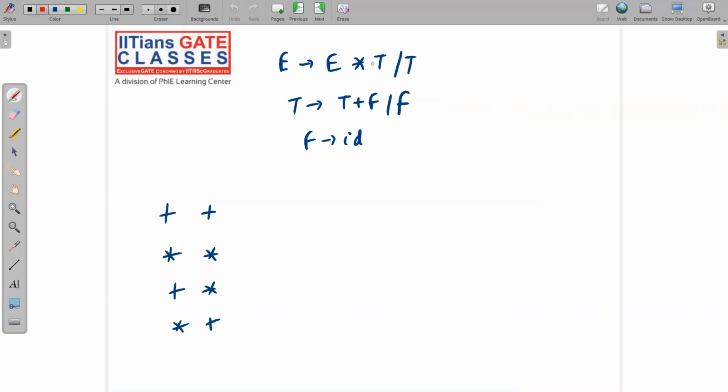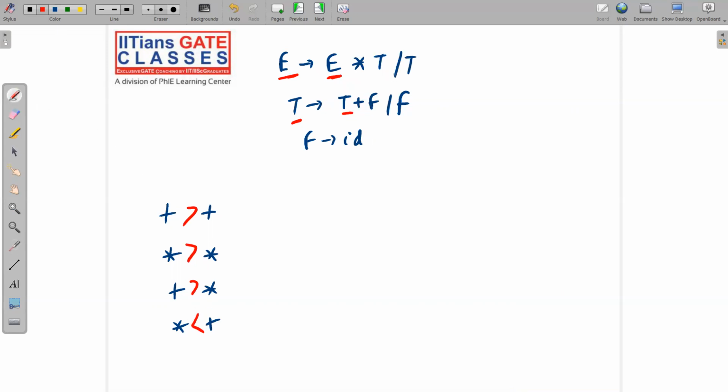Yeah. So now see, E implies E star T or T, T implies T plus F or F, and F goes to ID. So plus, see here, plus left associative, star left associative. Now plus is at the lower level, star is at the higher level. So obviously plus will be having more precedence than star. Again, I am repeating, this is not mathematics, this is compiler design. So according to level, we have to decide. Plus is at the lower level, so plus will be solved first.